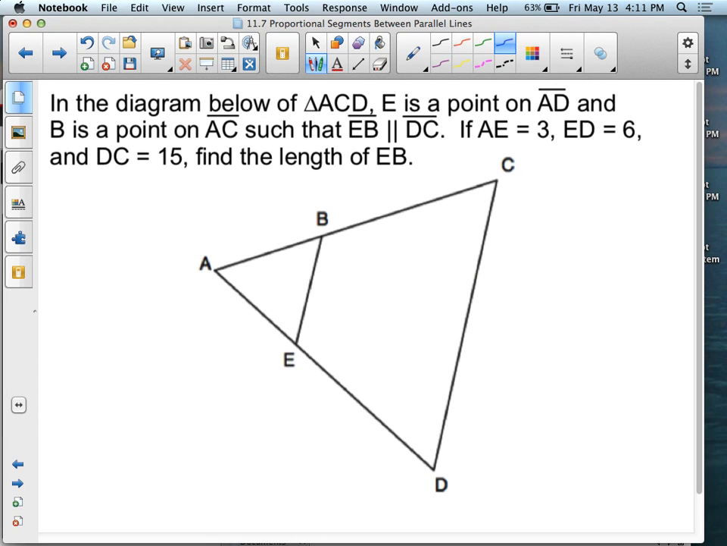So it is a similar diagram, but we're going to look for a different side length now. Again, AE is 3 and ED is 6. This time DC is 15. Find the length of EB.